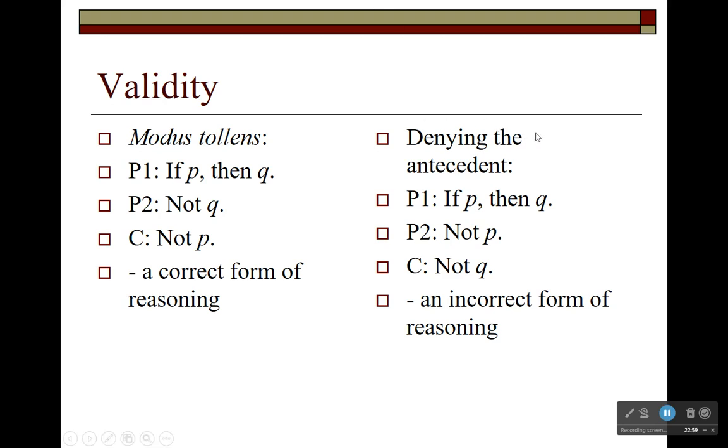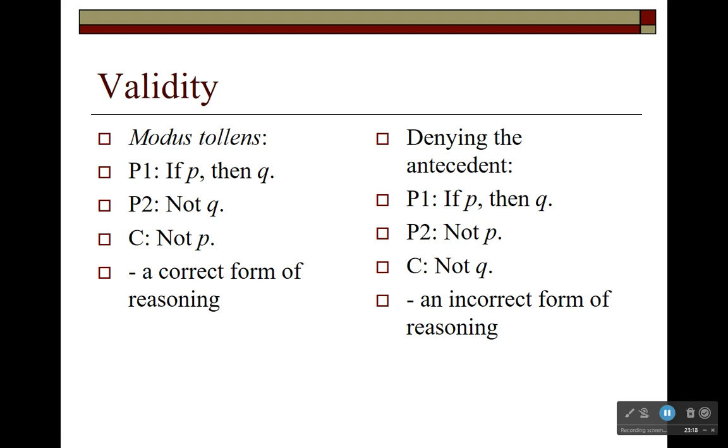That second argument was an example of a common formal fallacy, denying the antecedent. And that fallacy is anytime somebody reasons in this way: if P then Q, but it's not the case that P, therefore it's not the case that Q. That's an incorrect form of reasoning. That's a logical fallacy.